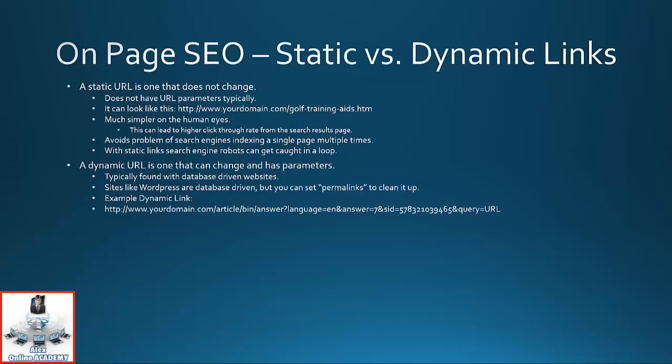An example dynamic link would be yourdomain.com/article/bin answer language equals en and answer equals 7 and SID equals 578, and there's a session ID tied into it. Sometimes these session IDs show up if your URL structure looks like this on your e-commerce site, on a WordPress site, which it shouldn't, or on any other website. WordPress sites are usually pretty good about this, but on another type of website, then you need to do something to improve it.